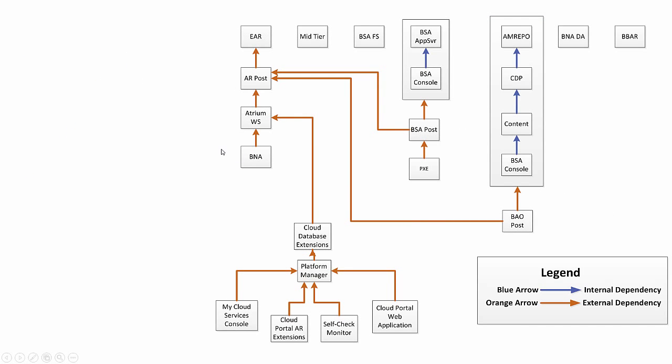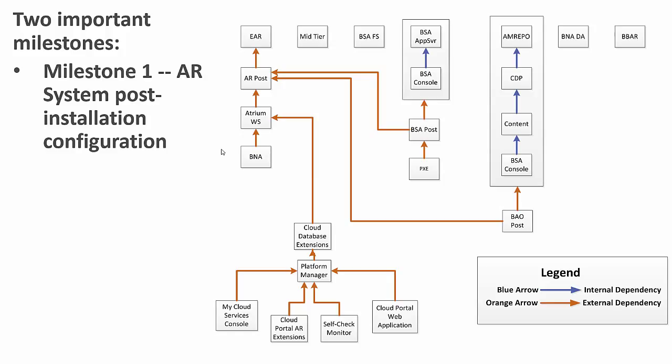Let's go back to our trusty overview chart and understand what we're doing before we dive into the deep end. There are two important thresholds or milestones that we need to get past. The first major milestone is AR system post-install configuration. Until you finish this stage, there are a bunch of other installations that you can't perform. For example, you can't run the BladeLogic post-installation configuration.